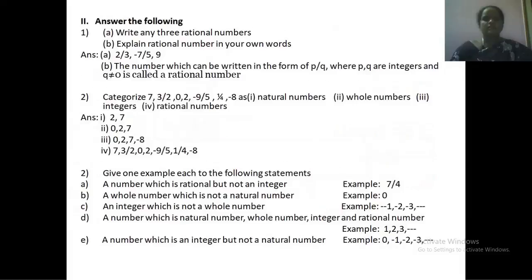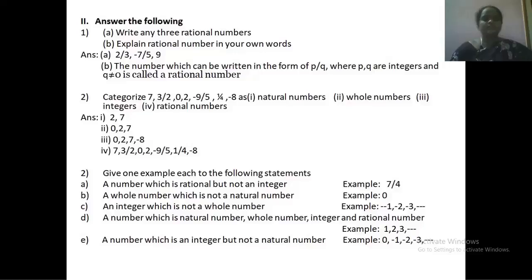Now let us see the second question. In that, first one is write any three rational numbers. Also explain rational number in your own words. Explain rational number in your own words means you need to write the definition in your own words, but without changing the meaning of the definition, and with three examples. Here three rational numbers are given as 2/3, minus 7/5, 9, and the definition as: the number which can be written in the form of p by q, where p, q are integers and q not equal to 0, is called a rational number.